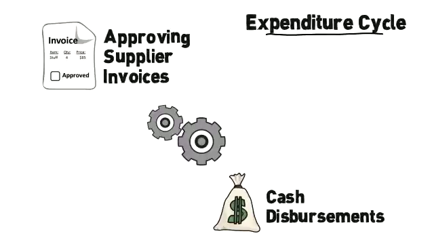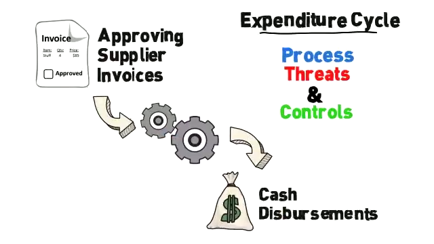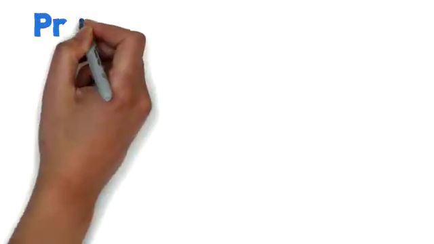Welcome. Today we'll be talking about the process, threats, and controls of approving supplier invoices and cash disbursements, the final two activities of the expenditure cycle. Let's go over the process.